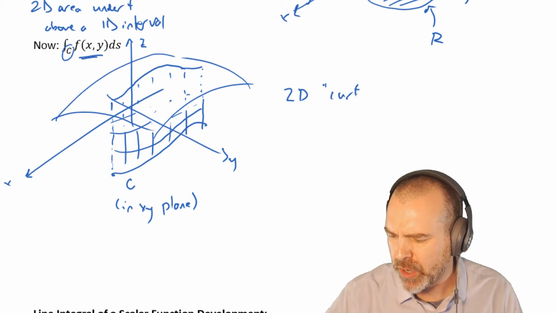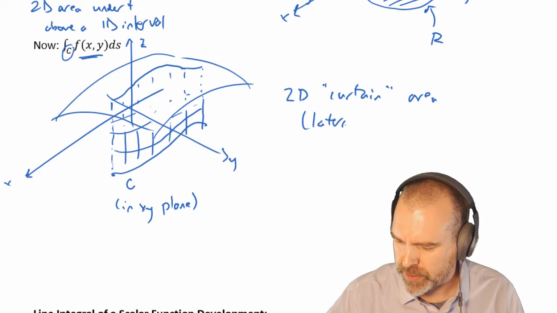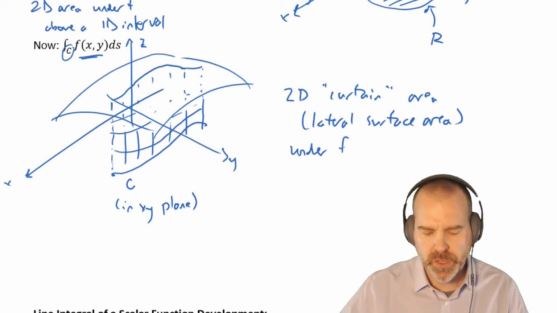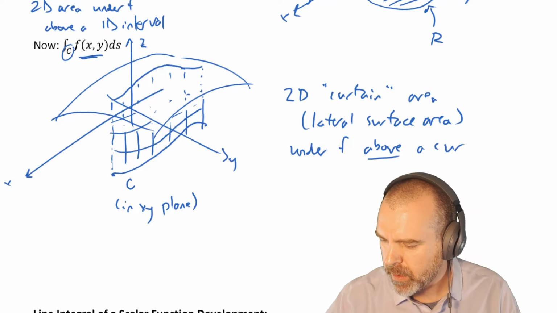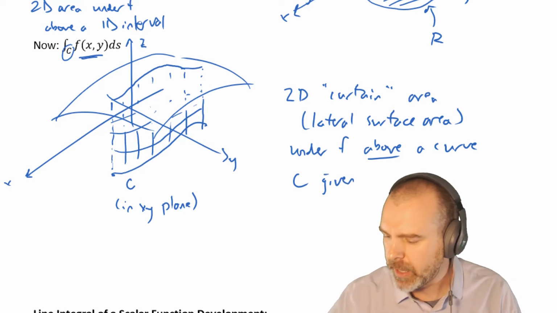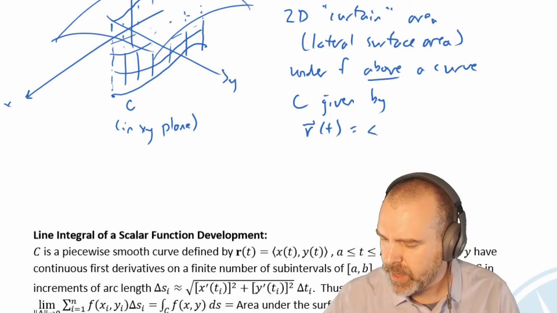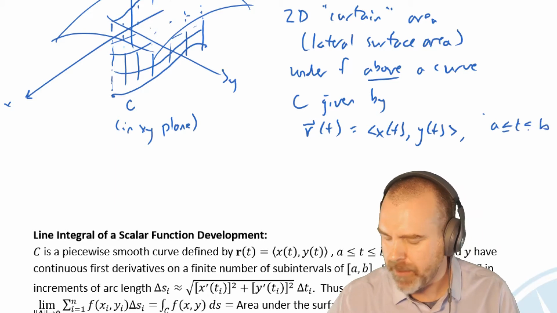It's like a 2D curtain area, technically called a lateral surface area, under the function f, so similar to the previous 2, above a curve C, and we're going to define our curves parametrically, as parametric curves x of t, y of t, and then t is going to go between some a and b.